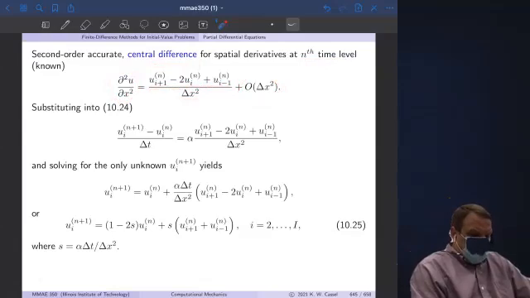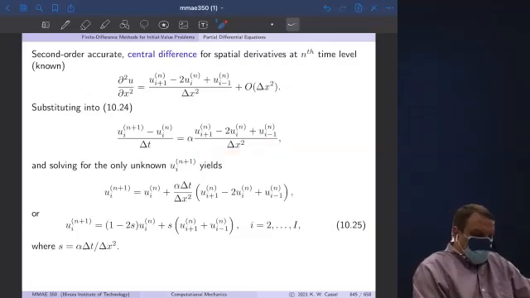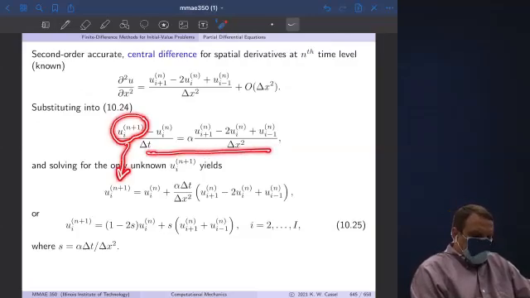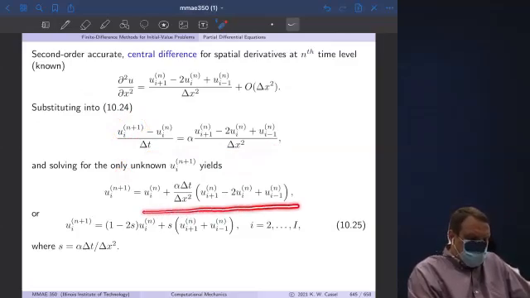So put them together. Here's partial u partial t. Here's the alpha partial squared u partial x squared. Then we do the usual thing where we put all the unknowns on the left and all the knowns on the right. The only unknown is the u i n plus 1. So that goes on the left. Everything else goes on the right because it's known. It's at the previous time step, the nth time step. So when you solve for u i n plus 1, you get that's equal to u i n plus alpha delta t over delta x squared.